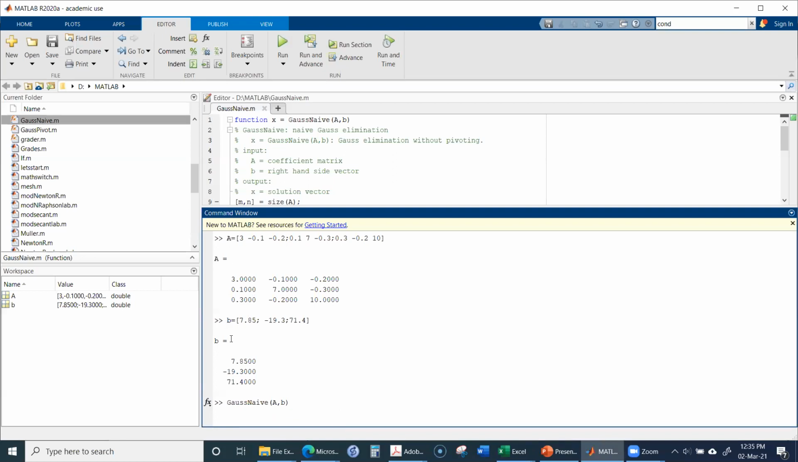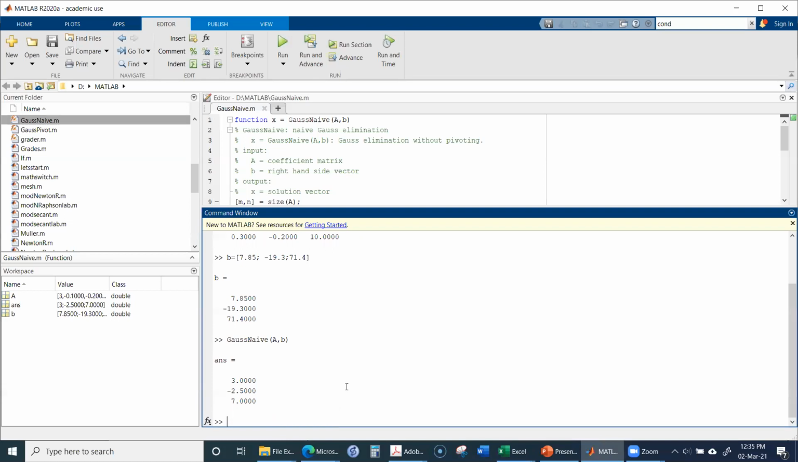So it will take these values of A and B, and now we'll hit enter, and then I will get the answer: 3, minus 2.5, and 7. And if you remember from the book, for the same example, the answer was this. Well, I think you will say, okay, why do we have to do this?